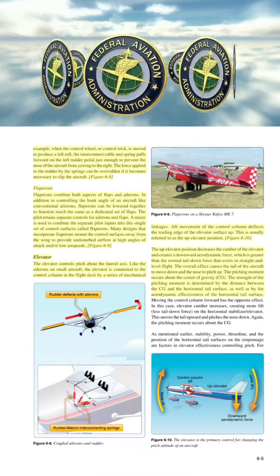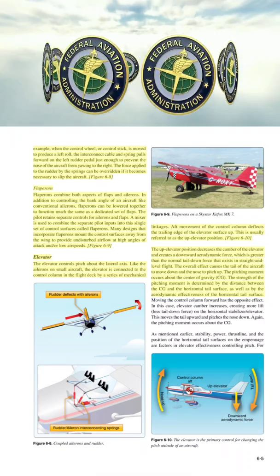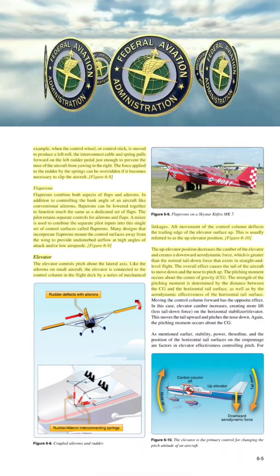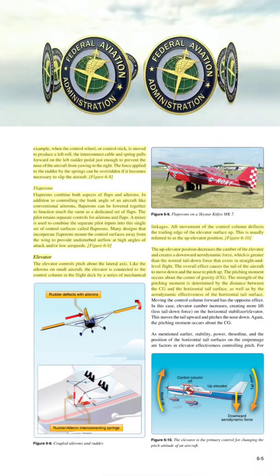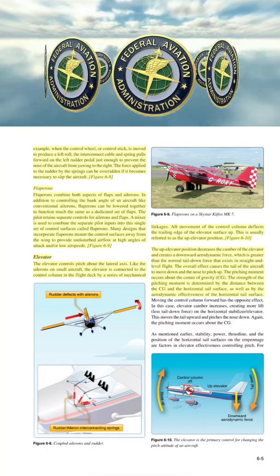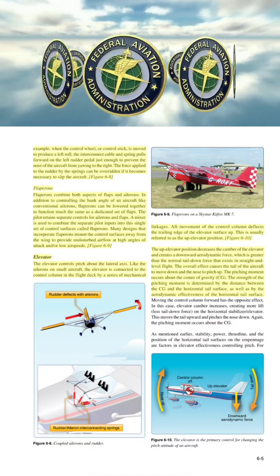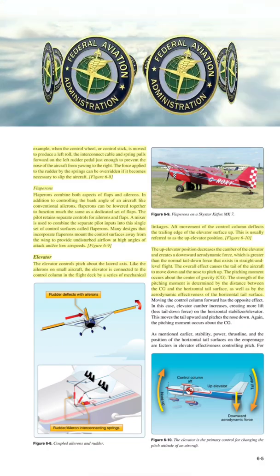Figure 6-9, elevator. The elevator controls pitch about the lateral axis. Like the ailerons on small aircraft, the elevator is connected to the control column in the flight deck by a series of mechanical linkages. Aft movement of the control column deflects the trailing edge of the elevator surface up. This is usually referred to as the up elevator position.